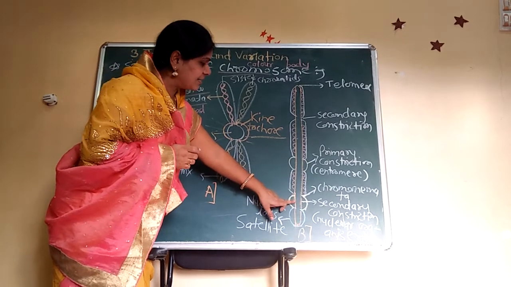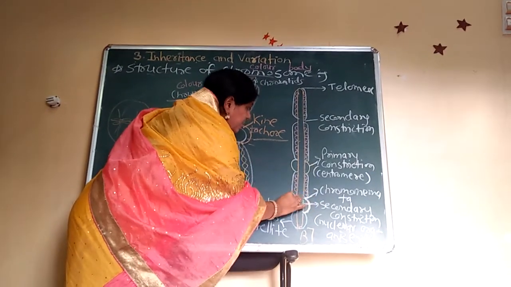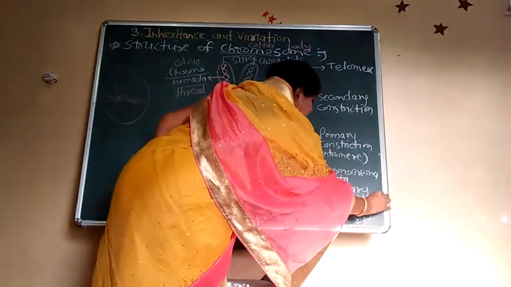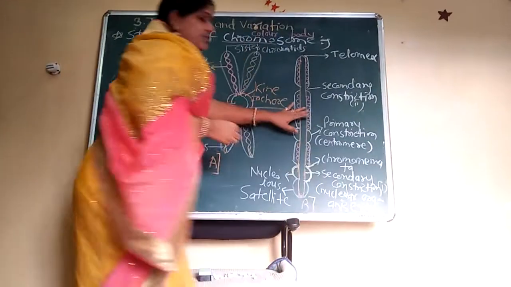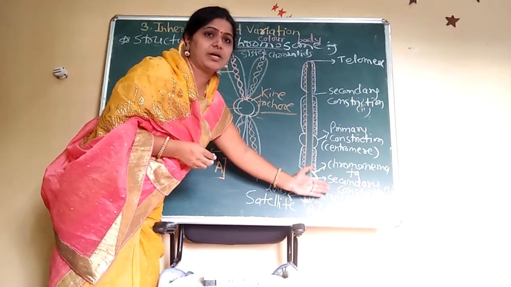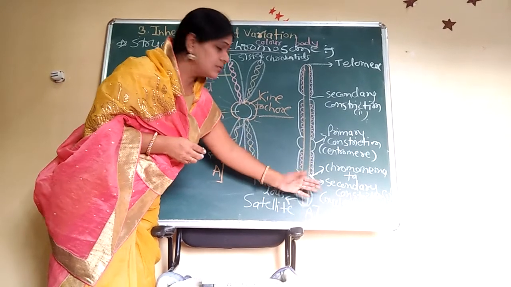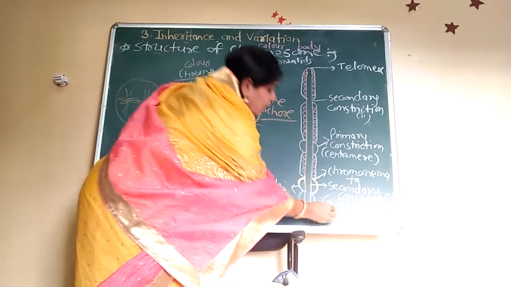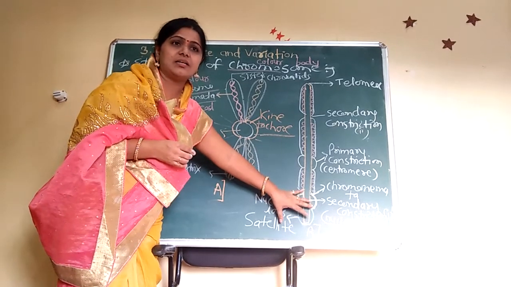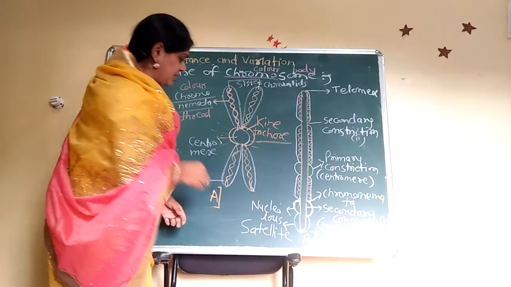Then the secondary constriction here. This yellow part is the secondary constriction, and this is also a secondary constriction. The secondary constriction is also called the nucleolar organizer. Why is it called a nucleolar organizer? Because it is responsible for the formation of the nucleolus here.